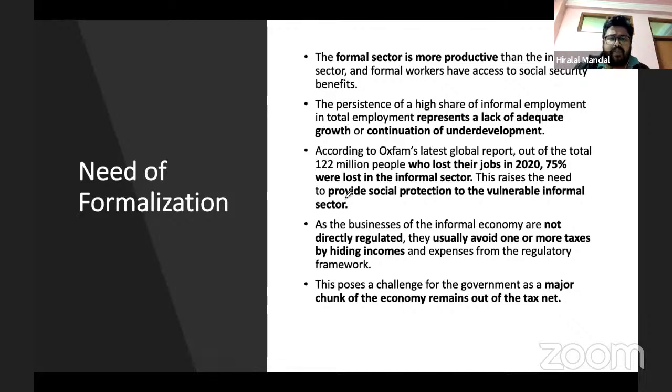The formalization is required largely because the formal sector is more productive, in the sense that it provides social security benefits to the workers. It helps in regularizing the jobs. It helps in creating good jobs in the economy.